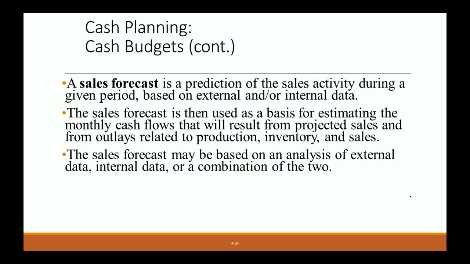An external forecast would use predictions of the economy. So we know that in a good year, we have sales of $100,000. But this year is supposed to be really bad, and so we're going to drop that down and anticipate sales of $80,000. Or it could be a combination of the two. You contact your sales team, ask them how much they anticipate selling, and then you move that number up or down based on economic criteria.